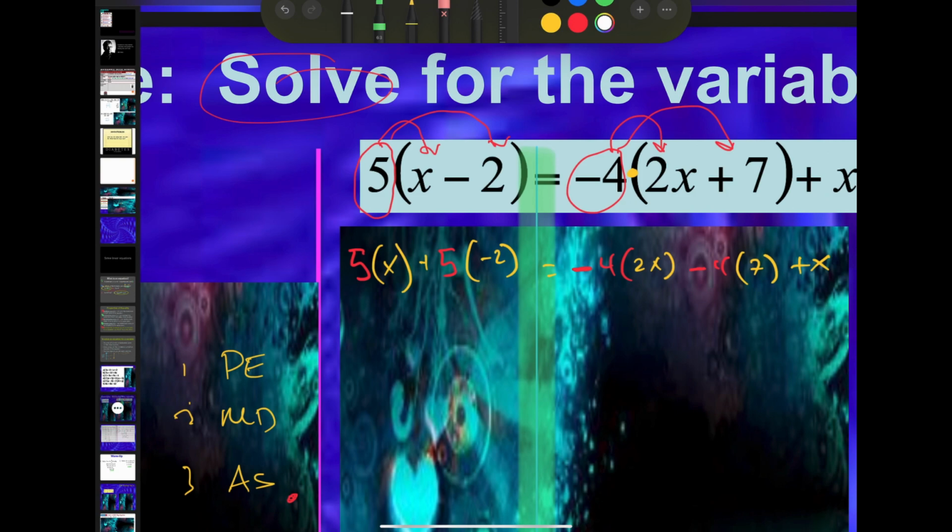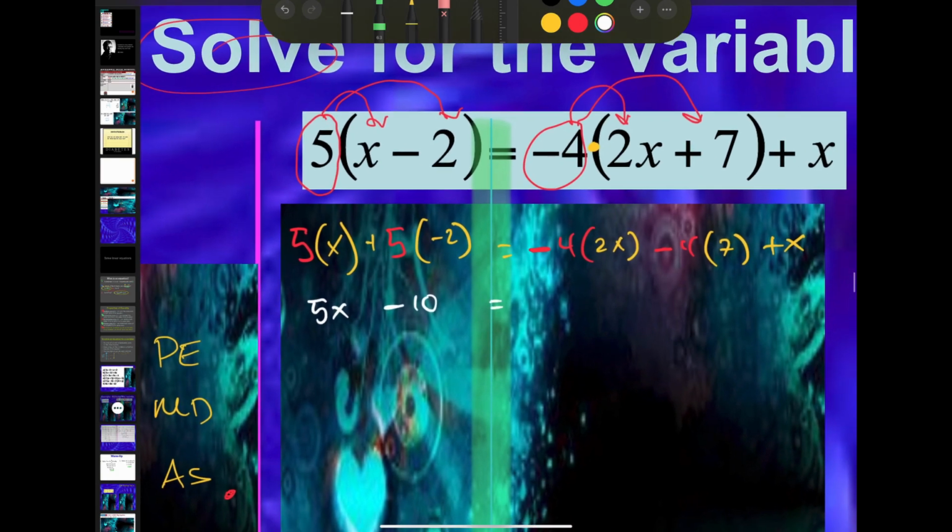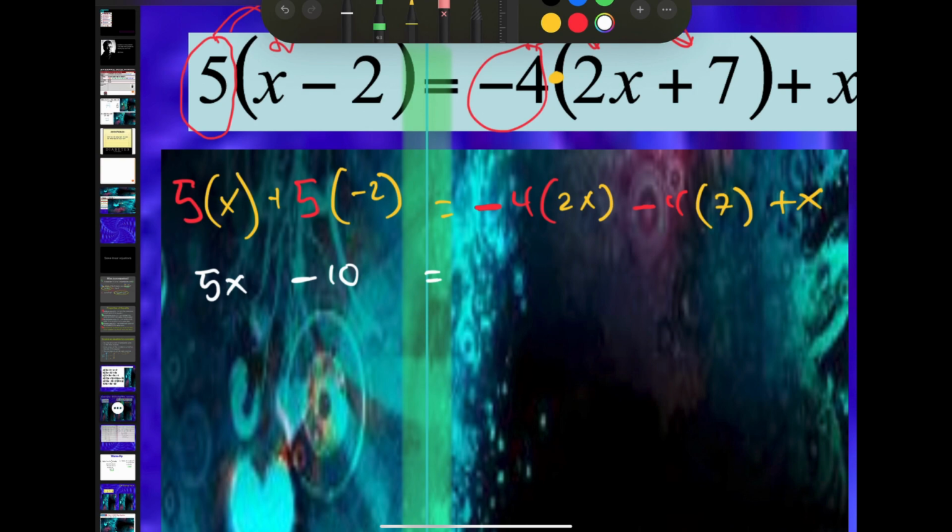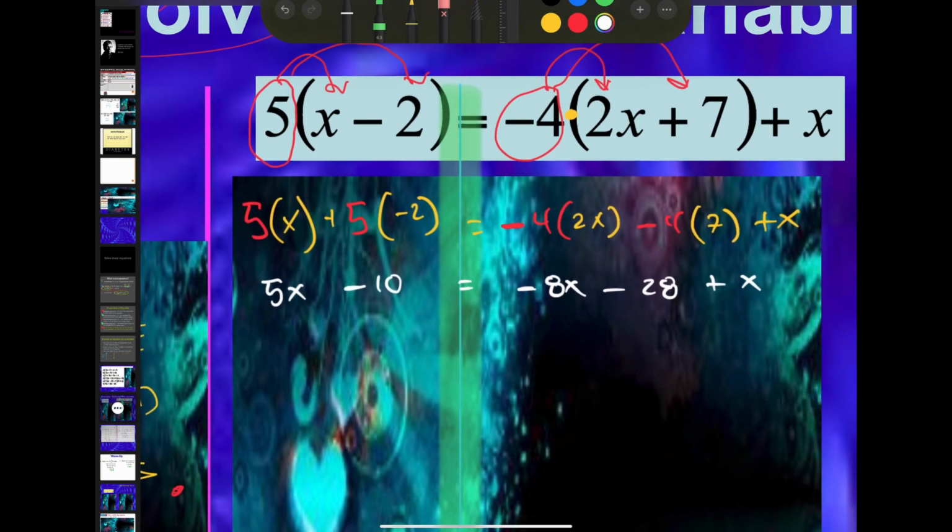Five times x is 5x, right? You're just dropping the parentheses. You'll notice that the number is first, then the variable. 5 times a negative 2? Negative 10. Negative 4 times 2x? Negative 8x. Negative 4 times 7? Negative 28. And plus x. Okay.